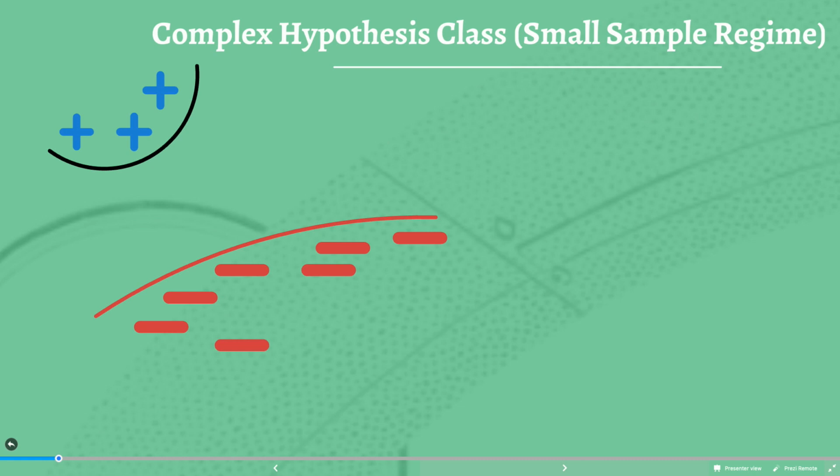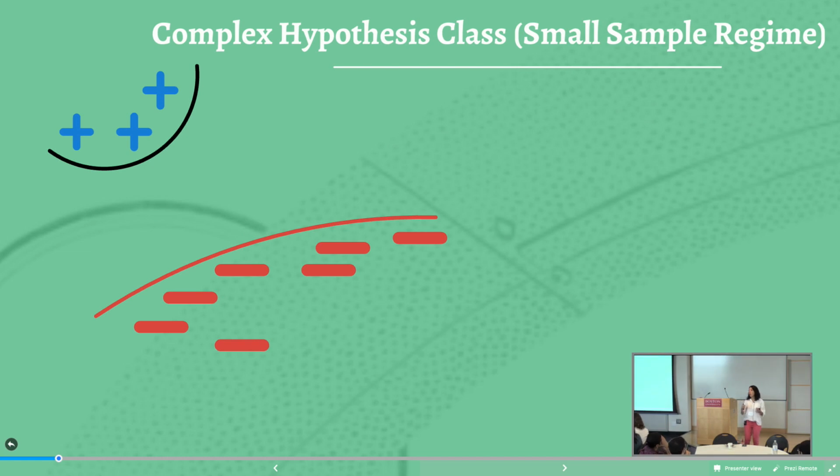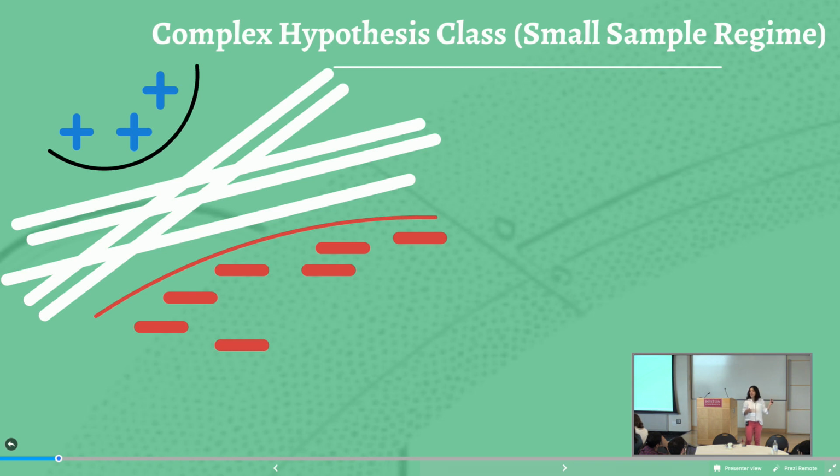This is the regime that, at least in the active hypothesis testing literature, was ignored. This is the regime where you either have many, many hypotheses or you have very few samples. It's the dual of each other. So this is the example.